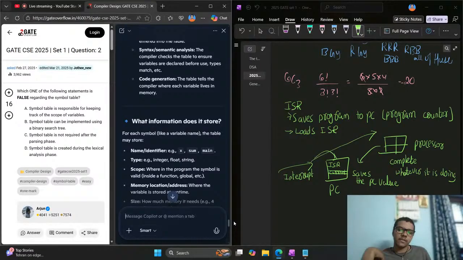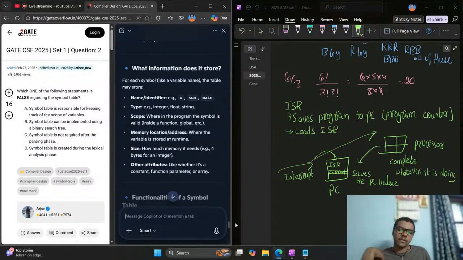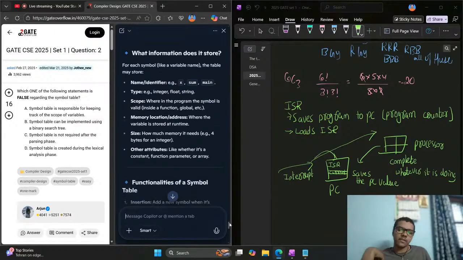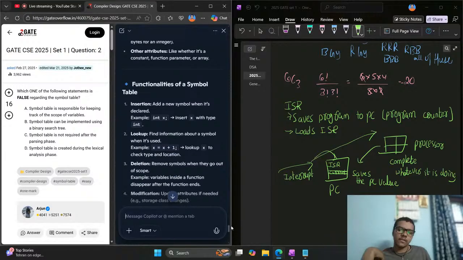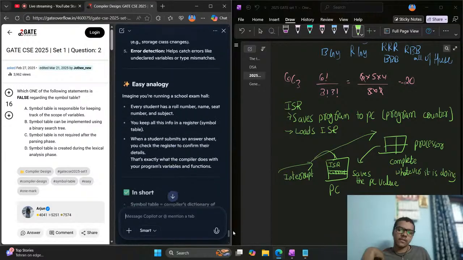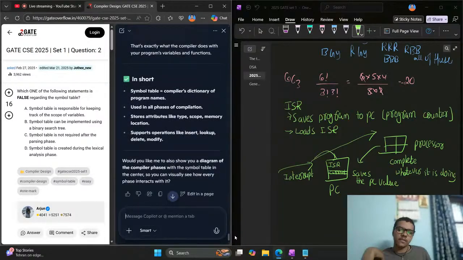Scope. So for each symbol it stores the scope, because scope is important. Type, size, scope, and operations like insertion, lookup, deletion.